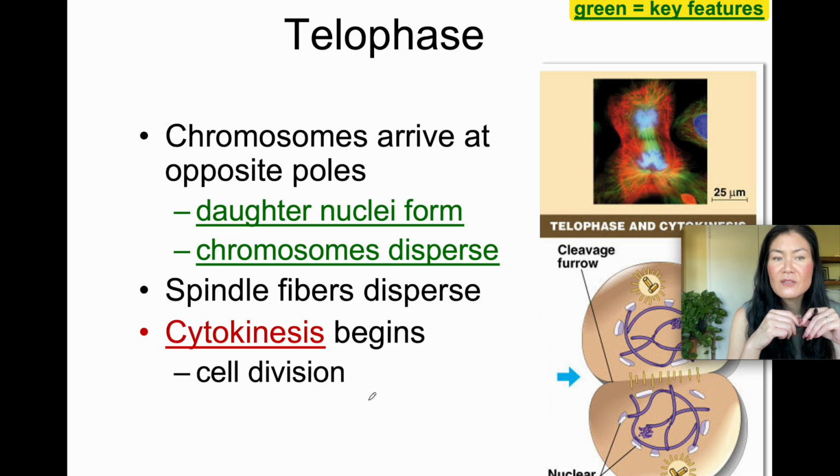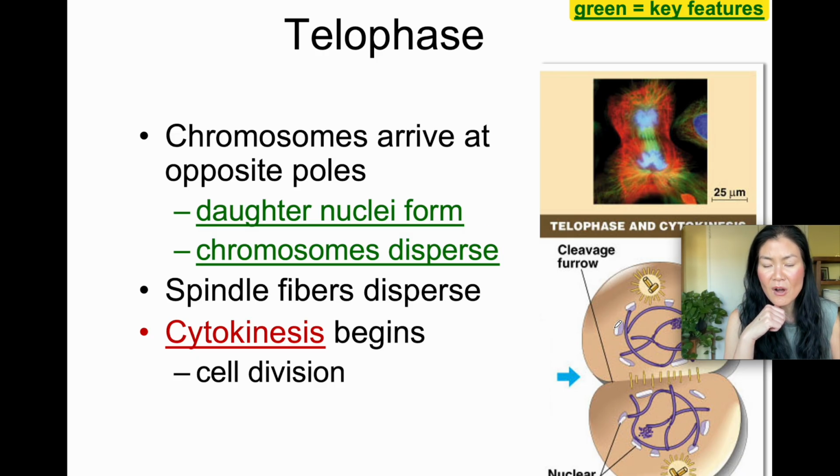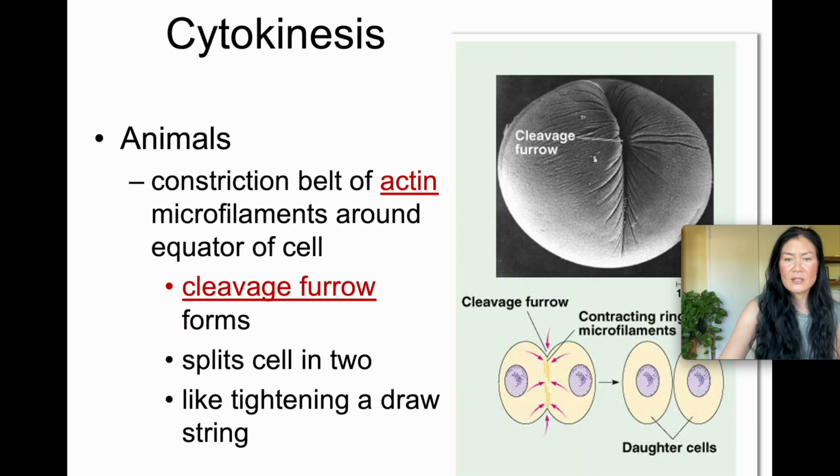And then the last phase of mitosis is called telophase. Telophase is where you have the chromosomes completely on opposite sides of the cell, and the nuclear envelope starts to reform around the new sets of chromosomes. The spindle fiber disappears. And then cytokinesis begins. Cytokinesis is where the cytoplasm splits. The cell membrane is going to split right down the middle, and that's cytokinesis.